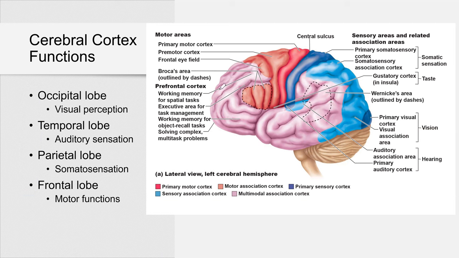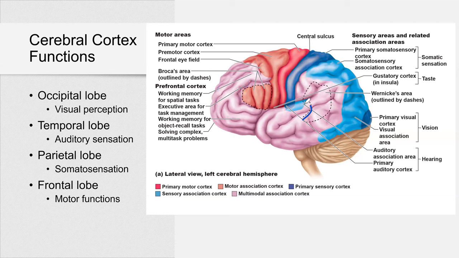So for example, your frontal lobe over here, this is where your executive functions are. This is where you have your working memory, solving complex multitask problems. And this is where your personality is, right? In this prefrontal cortex that makes you who you are, right? So that's the prefrontal cortex. Pretty much all this area right there.